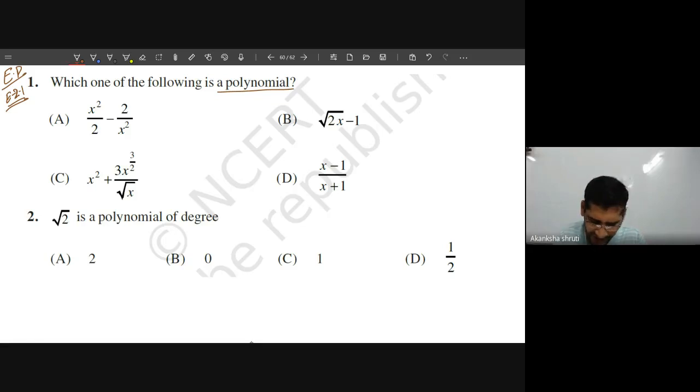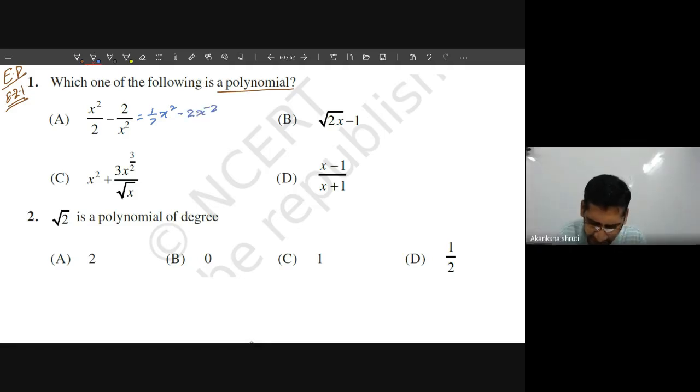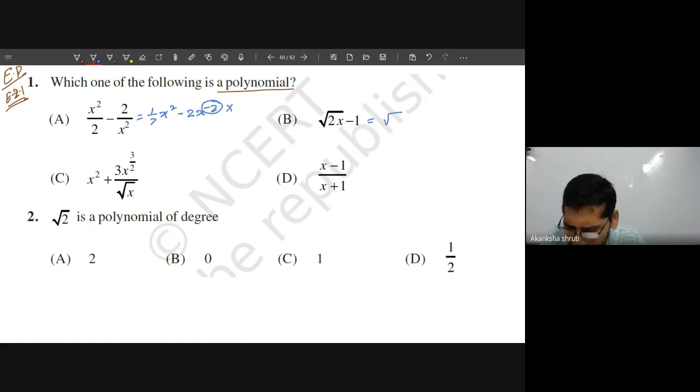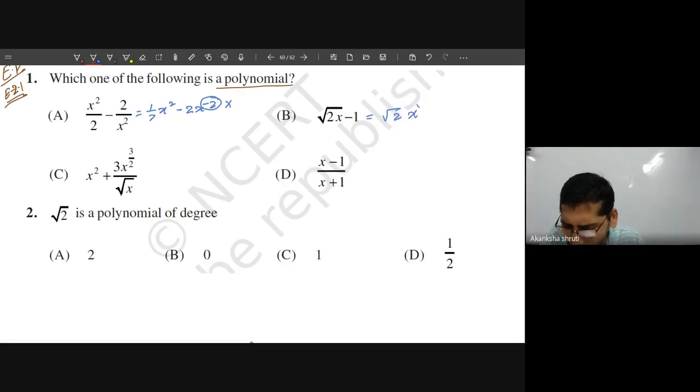Tell me whether the first can be a polynomial. No, why? Because of this, when the power comes to the numerator, it will be x to the power minus 2. Very good. Because of this, it cannot be a polynomial. What about this? Can it be a polynomial? No, sir. Good. Why? It is root 2 and root of x, meaning x to the power 1 by 2. So because of this, it cannot be a polynomial.